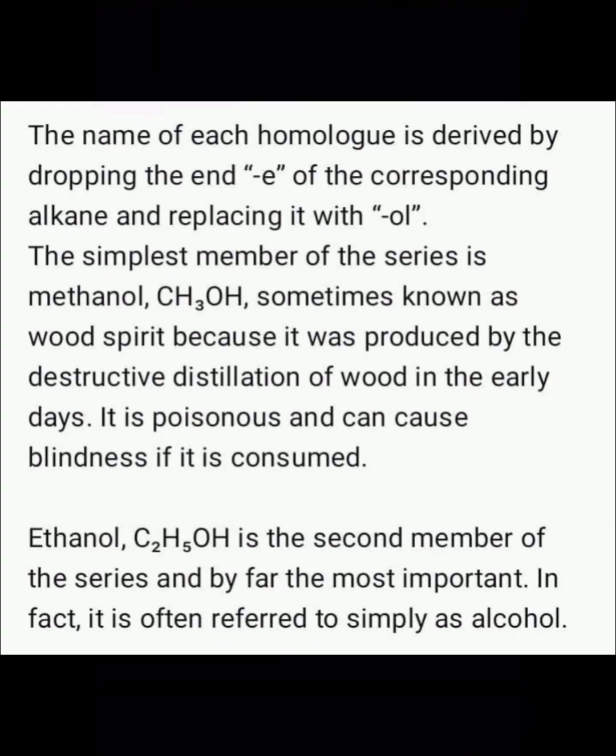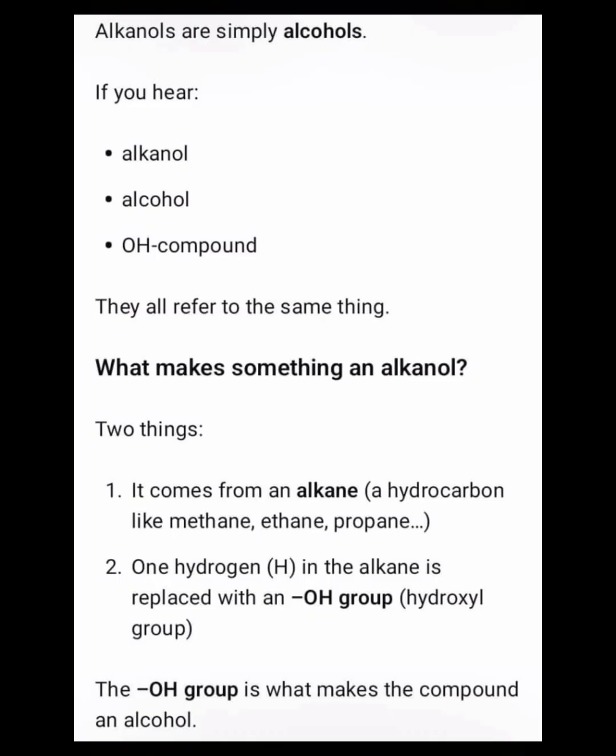Methane becomes methyl alcohol, which is methanol. Ethane changes to ethyl alcohol, which is ethanol, the second member of the series. Remember, the OH group is what makes the compound an alcohol, because OH is referred to as hydroxide, because 1 hydrogen from the alkane is replaced with an OH.